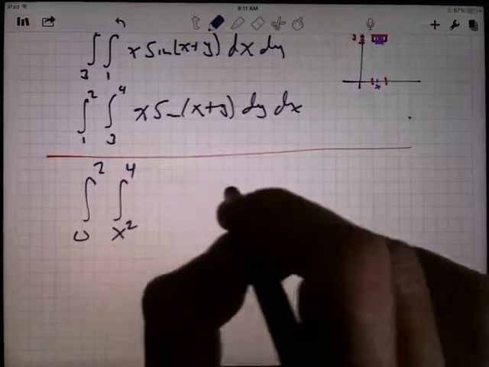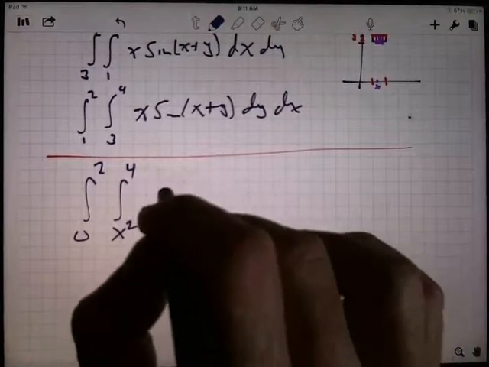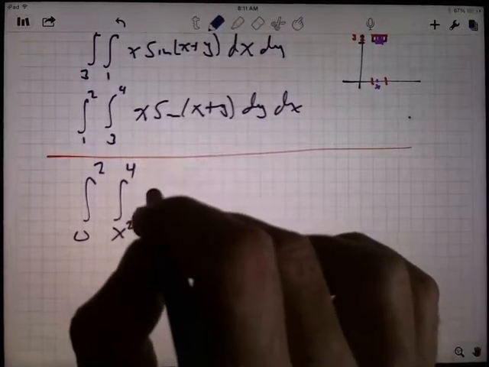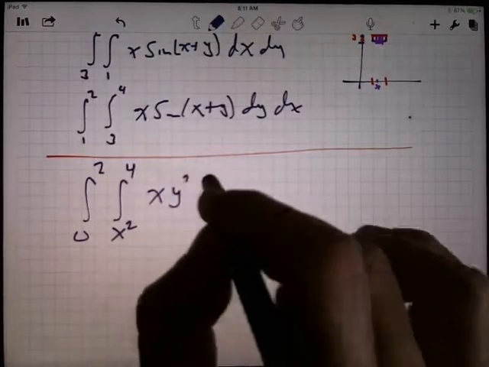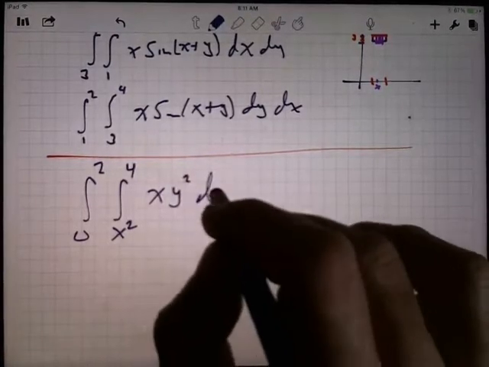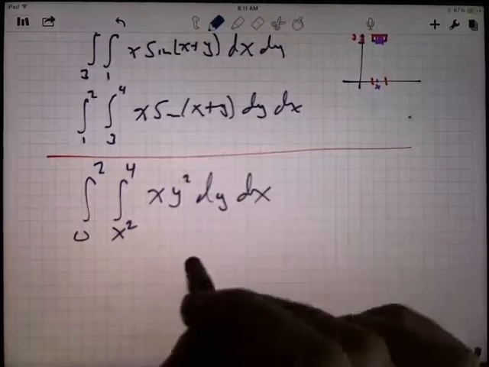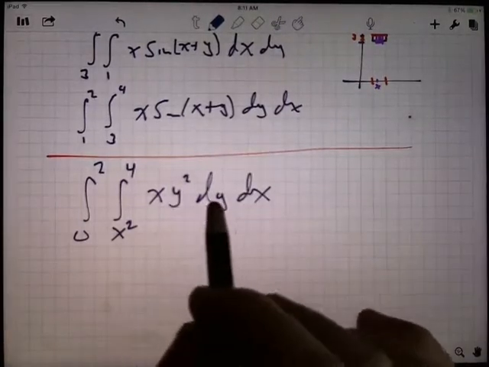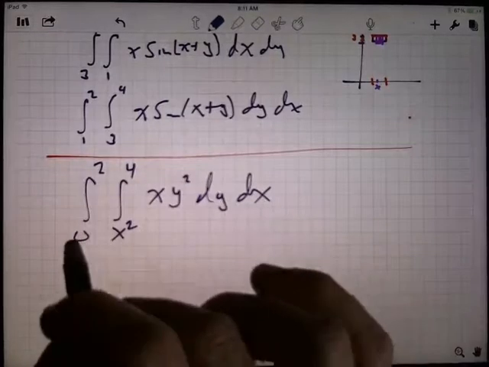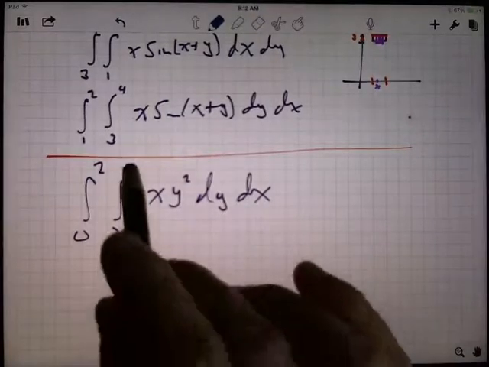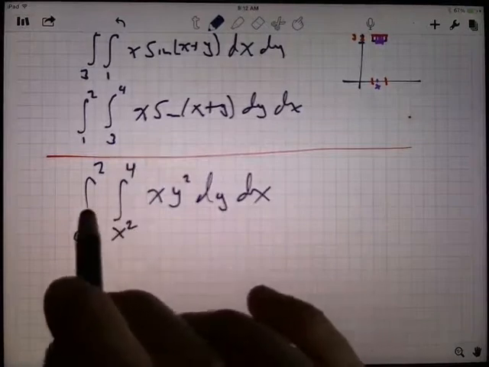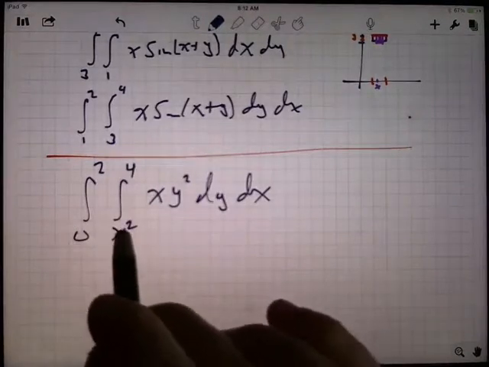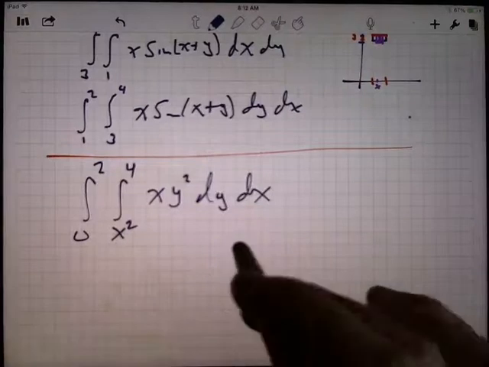And the function really doesn't matter from the point of view of reversing the order. So I'll just throw any old function in here. So this is dy dx. I know it's a dy dx because, again, the outside integral has got to be constants, and the inside integral, the limits here of integration might be functions of the outside variable. So here I had an x squared, so the outside variable had to be x. Right?